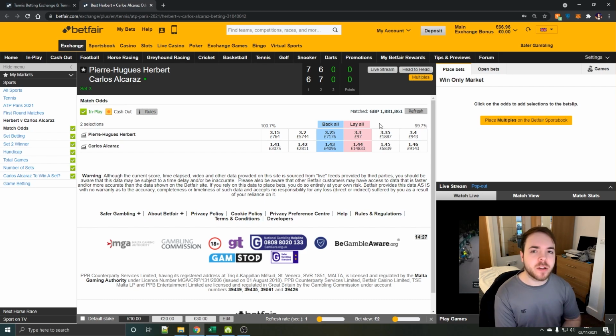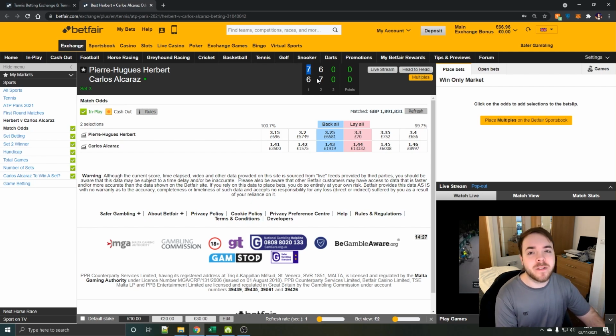And the reason you're going to do that is because obviously from this we could see how clear of an underdog this guy was. He has managed to win the first set, but only by the skin of his teeth. And then what you're going to want to do is either keep hold of that lay bet until hopefully Carlos either breaks Herbert's service, or until Carlos wins the second set, which you can see here happened.